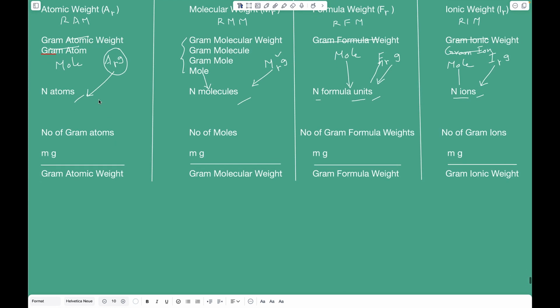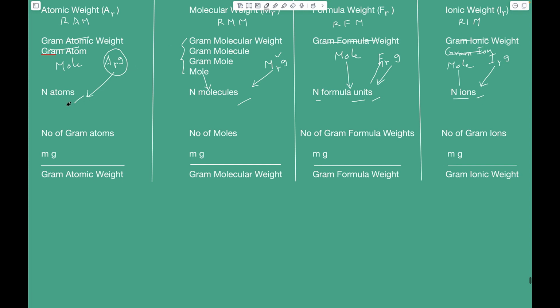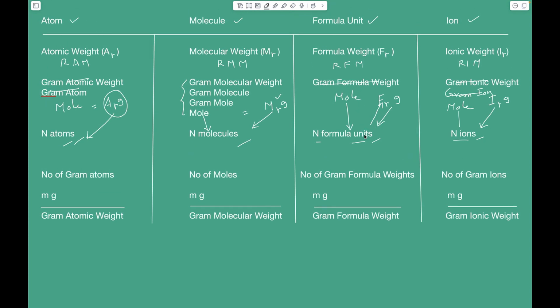Now let me repeat. 1 mole of an atomic substance contains an Avogadro's number of atoms and its mass is equal to its atomic weight in grams. 1 mole of a molecular substance contains an Avogadro's number of molecules and its mass is equal to its molecular weight in grams. 1 mole of an ionic compound contains an Avogadro's number of formula units and its mass is equal to its formula weight in grams.